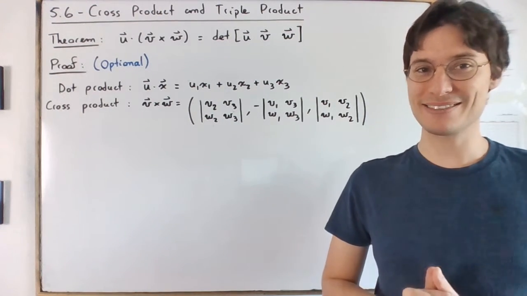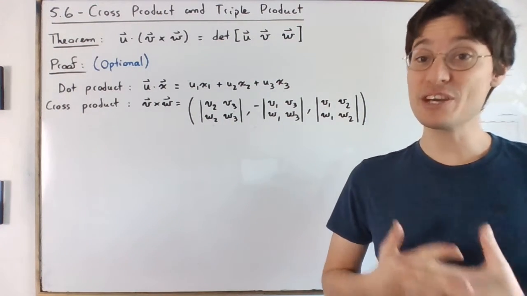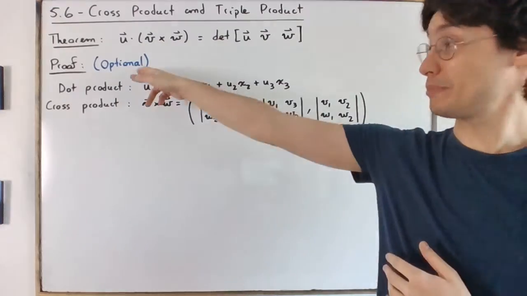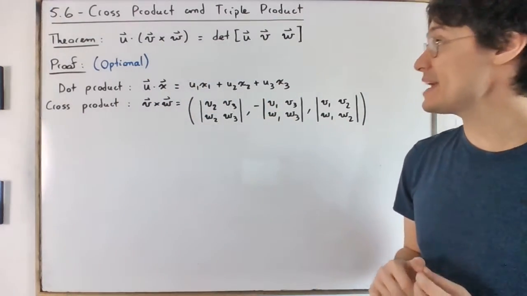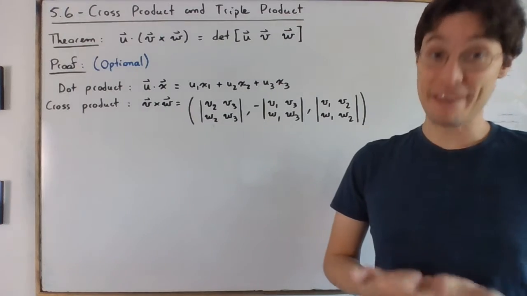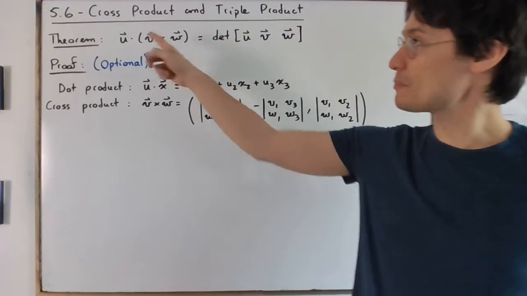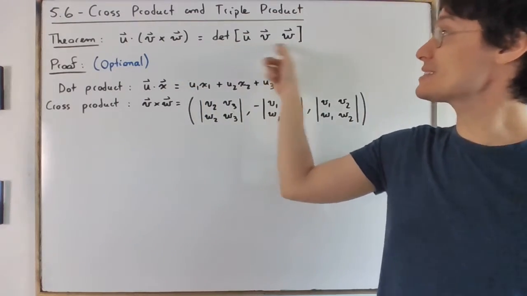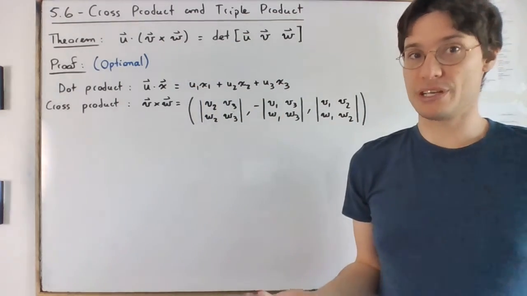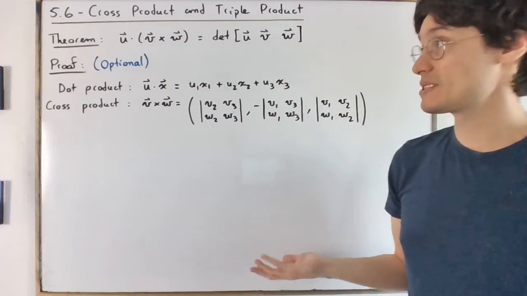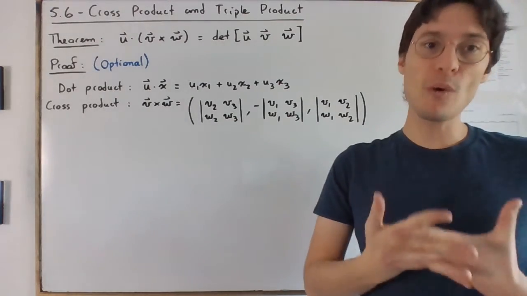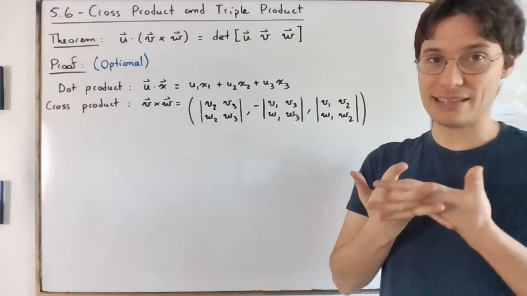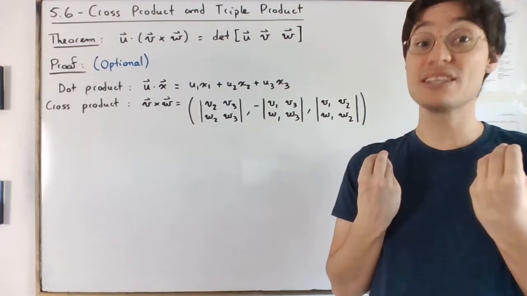Hi, linear algebra students. In this video, which is optional to watch, by the way, I will make a very simple yet very elegant proof that the triple product between the vector u and v cross w is simply the determinant of all three, taken as being columns.